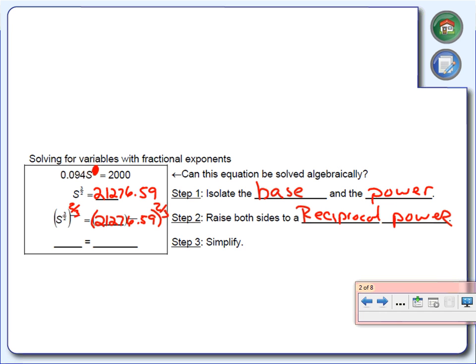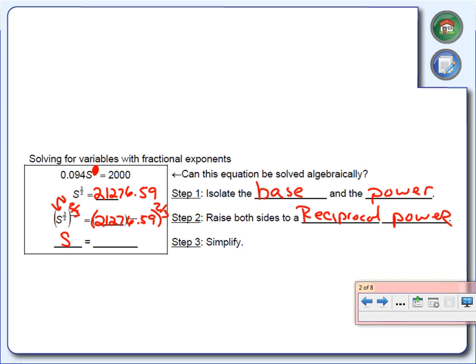Why am I raising it to the 2/3 power? Well, remember, we have a rule that says when we raise a power to a power, we multiply the two exponents together. Notice what happens when you multiply those two exponents together. What is 3/2 times 2/3? Put it in your calculator if you don't know. What is 3/2 times 2/3? 1, which is what we want. We want s to the first power, or just the s. Which means we also have to do it to the other side.